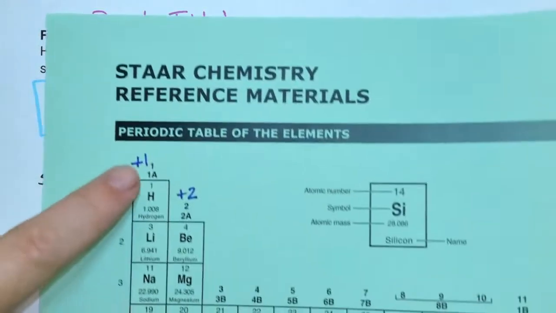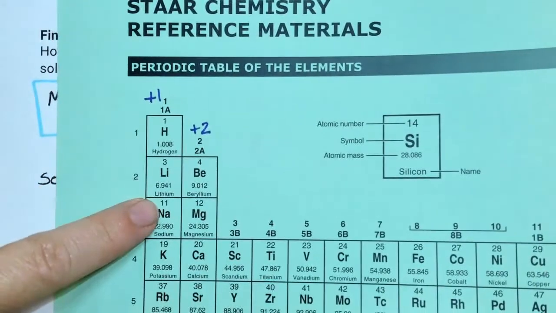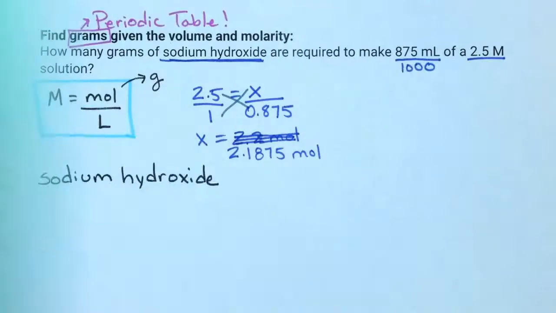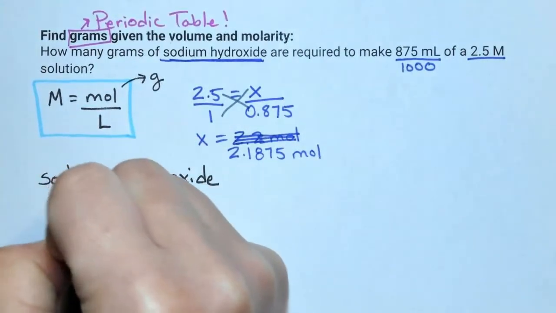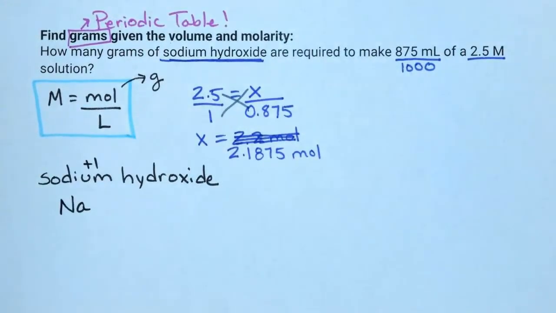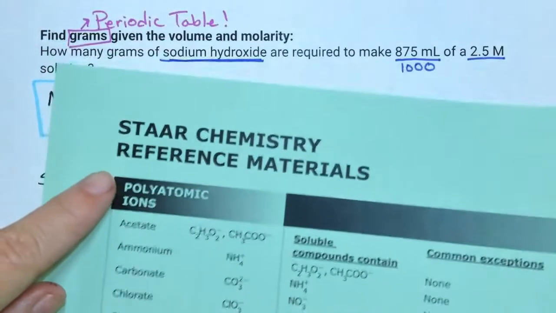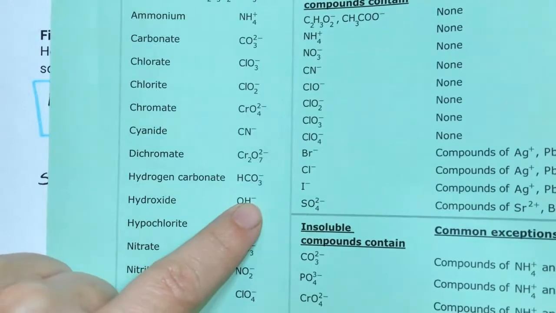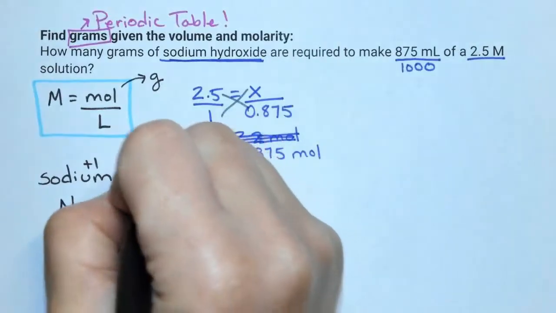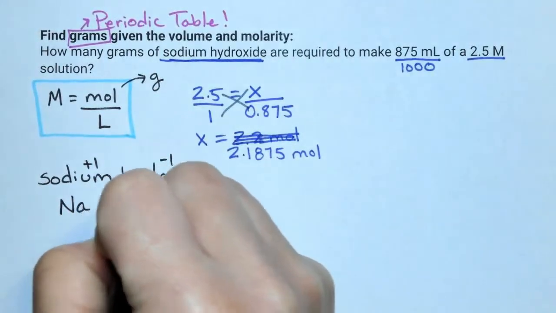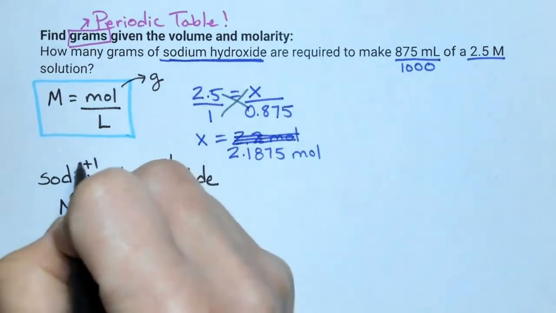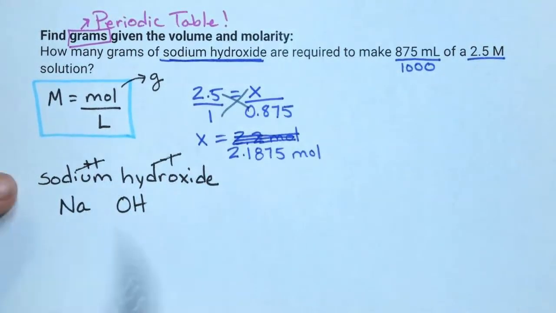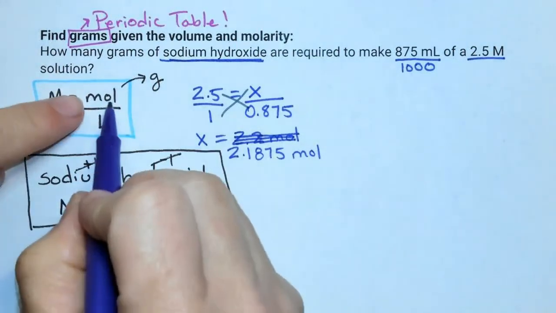Sodium on the periodic table is in group 1. It's going to be Na with a +1 charge. So Na, and it has a +1 charge. Hydroxide is a polyatomic ion, and that is this one, OH with a -1 charge. So it has a -1, and hydroxide is OH. +1 and -1 cancel, so the formula is just NaOH.